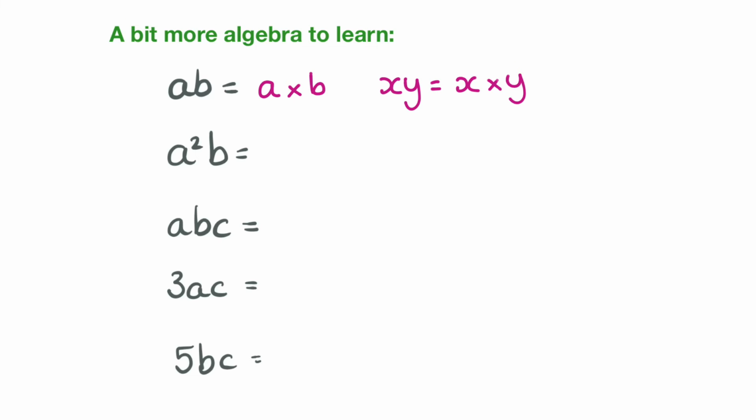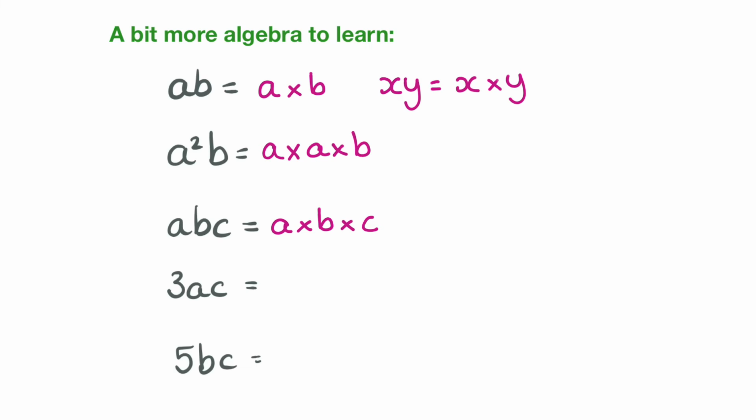Okay? So A squared B. Remember, if you just look at the A squared, that means A times A. And then there's nothing in between that and the B, so it means times B. So whenever things are stuck together, then multiply them. So ABC means A times B times C.